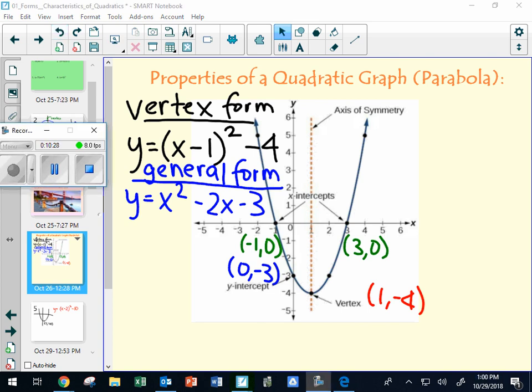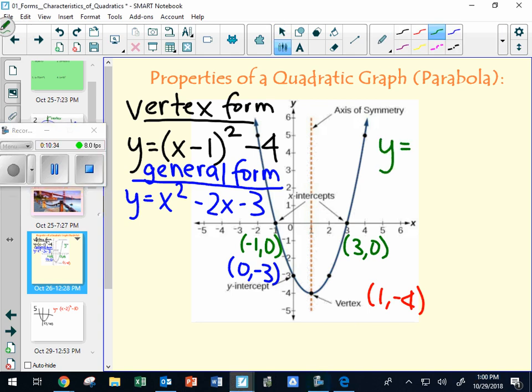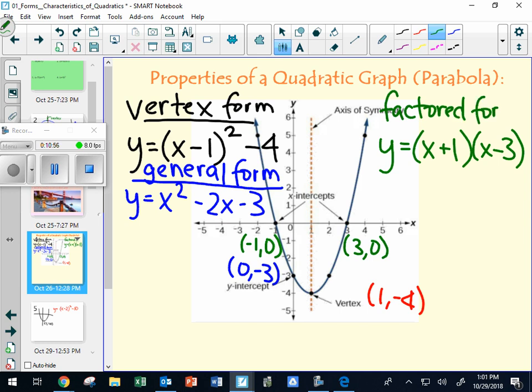All right. You've had a little bit of time. You've talked it over with your partner. What is the factored form that you got? One person tell me the first factor you got. X plus 1. What was the other factor? X minus 3. All right. This right here is our third form, and it is called the factored form. So these are the three different forms of quadratic equations that we will commonly be using in this unit.